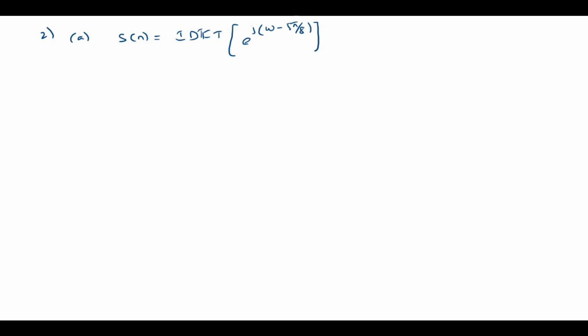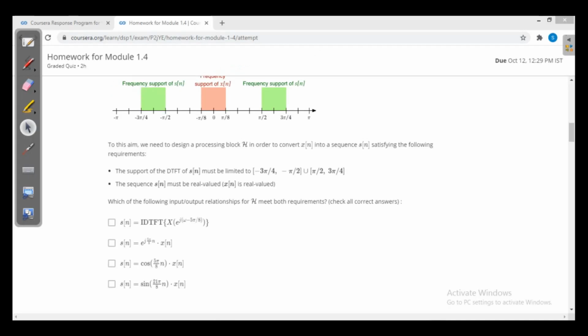So the DTFT of s of n is simply X of e power j omega minus 5 pi by 8. Now, see here, the frequency spectrum of x of n is shifted toward the right side by 5 pi by 8. So that will fit into the band pi by 2 to 3 pi by 4, not in the negative range. Okay, so it is not the one.